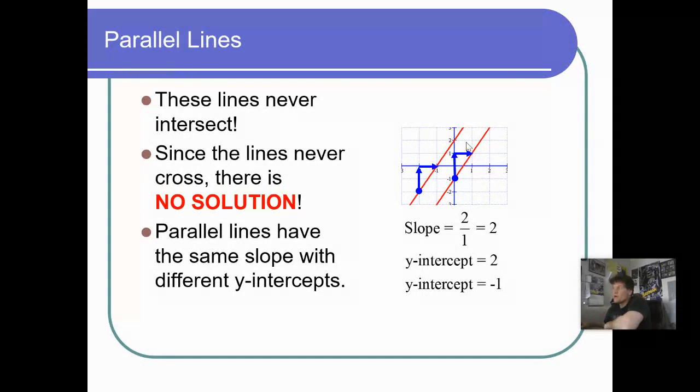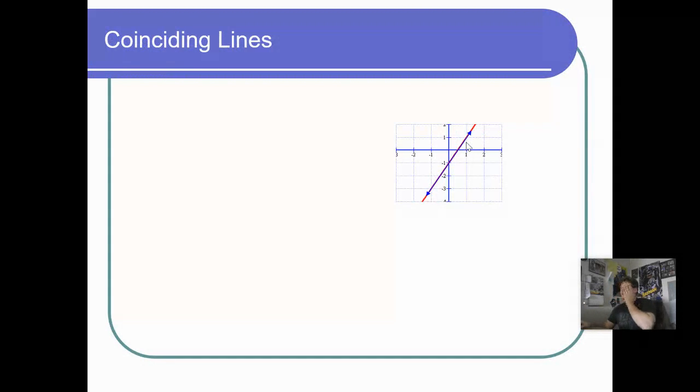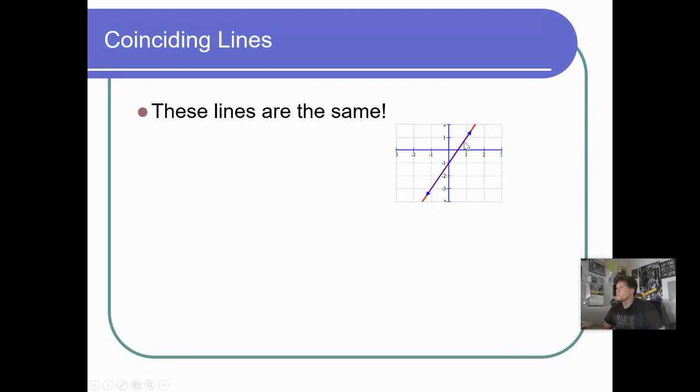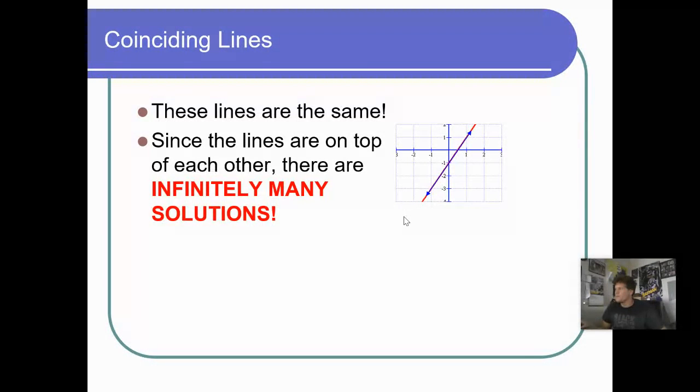The third type of graph we're going to see is coinciding lines. This is when the lines are exactly the same. Notice I've got red underneath blue. They're exactly the same line. They have the same slope. They have the same y-intercept. The solution for this one is every single point. And if those lines continue forever and ever, that's going to be an infinite amount of solutions.